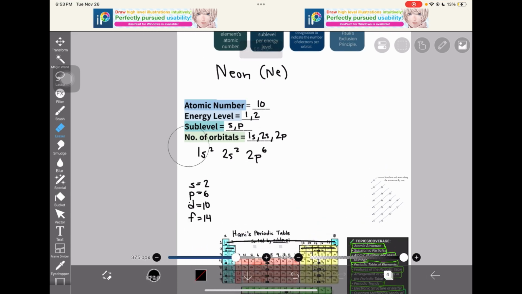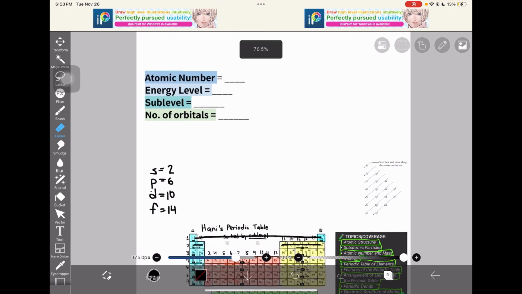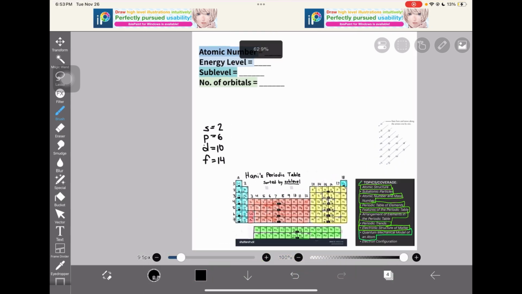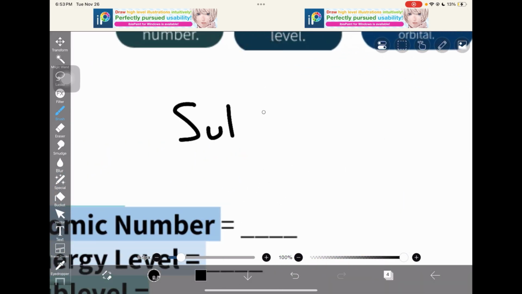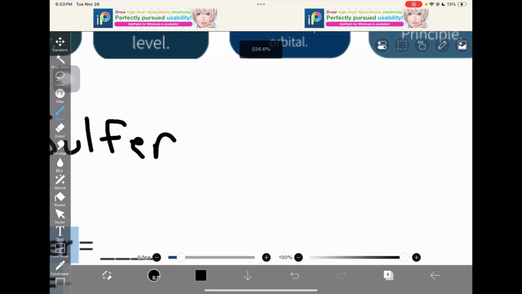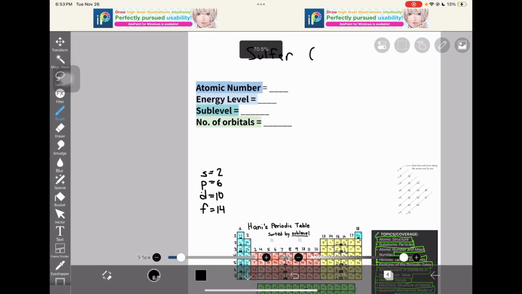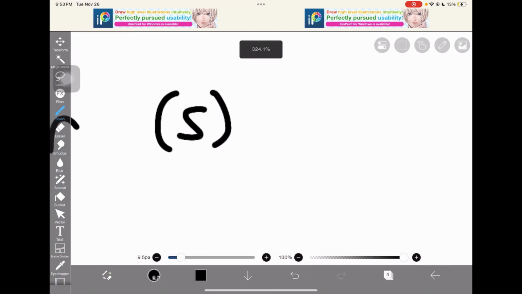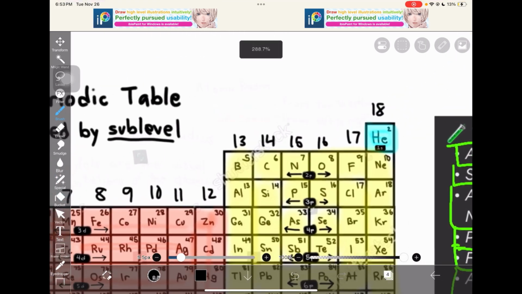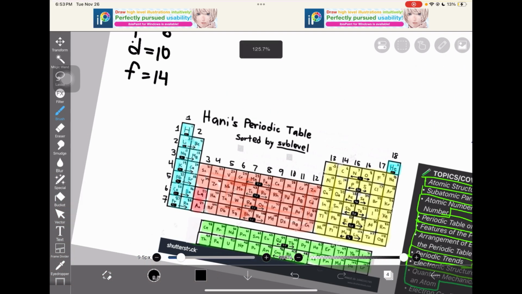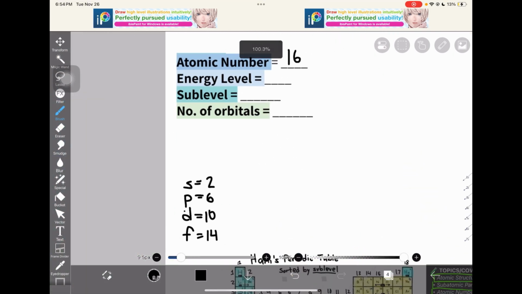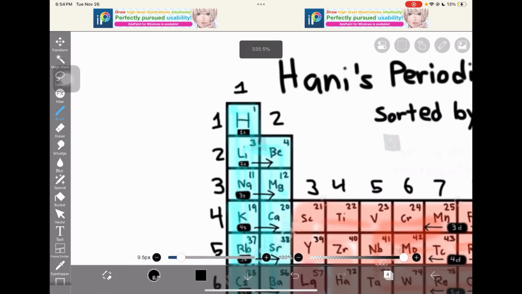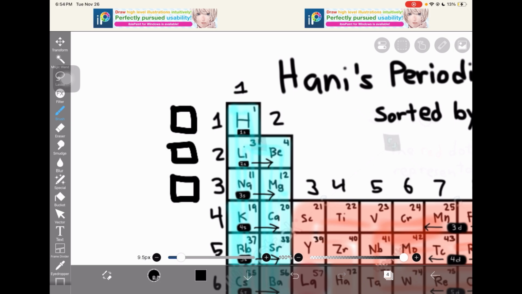It gets a little bit more complex. Let's now try something from the third period. How about sulfur? Sulfur is S on the periodic table. So we want to find S, and once again, it's 16. Next is the energy level. It's on period 3, which means it's also in energy levels 1, 2, and of course 3.